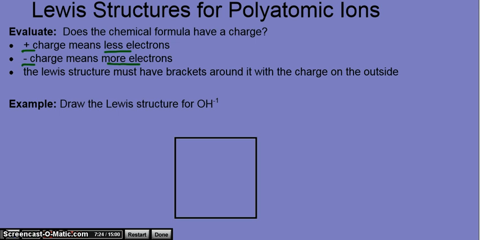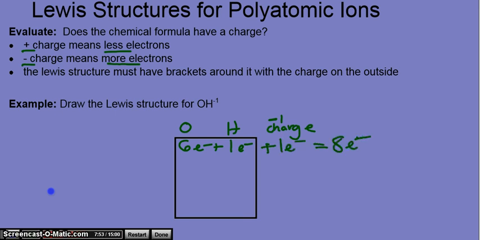The last thing we'll add, because we know for ions there are charges, is that we have to put the brackets and the charge on it. So in this case, in order to have the right number of electrons, I need 8 total, because I'll have 6 from the oxygen, 1 from the hydrogen, and then 1 from the -1 charge.